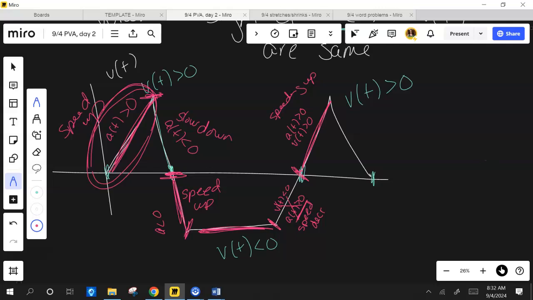All right, how about this last little piece? You tell me, speeding up, slowing down. Slowing down, because even though velocity is positive, acceleration there is negative. Does that make sense to everybody? Okay, that's also on your sheet.